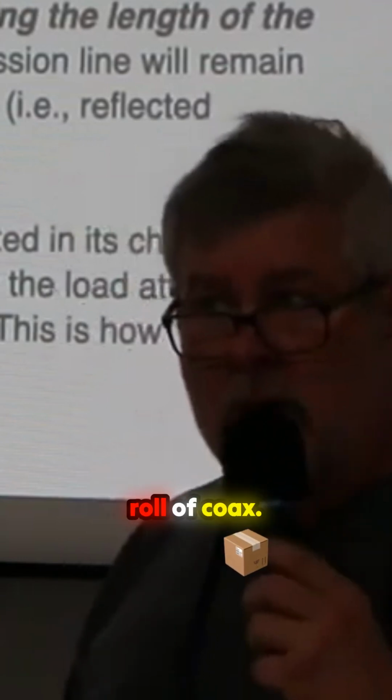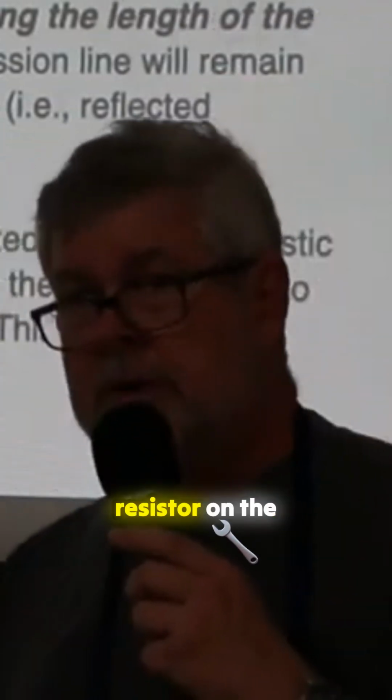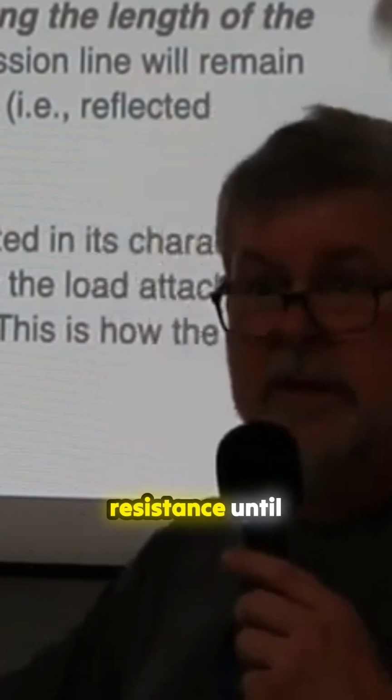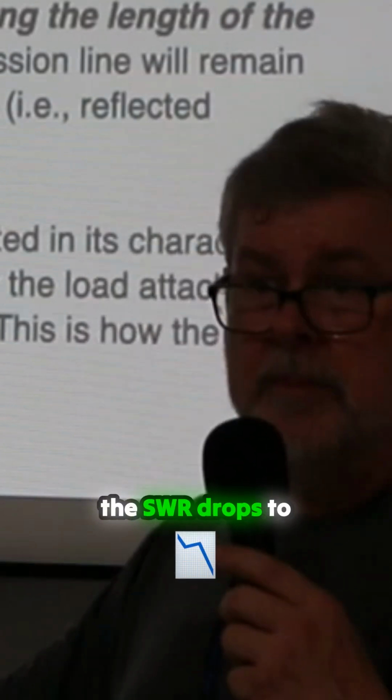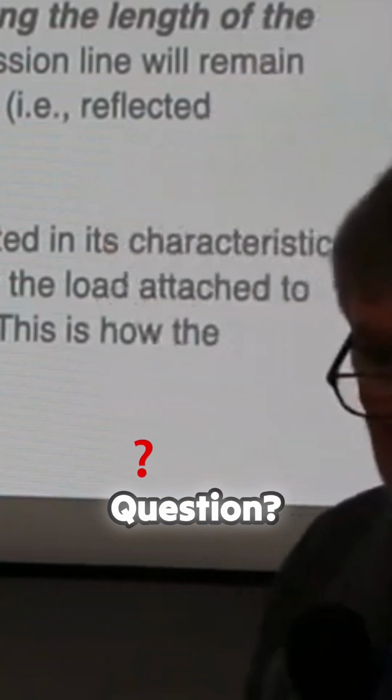You got a big roll of coax, all the lettering is gone. What's the characteristic impedance? Put a variable resistor on the far end and an antenna analyzer on the other end and tune the variable resistance until the SWR drops to 0. And whatever that reads, that's the characteristic impedance of the feed line. Question: purely resistive.